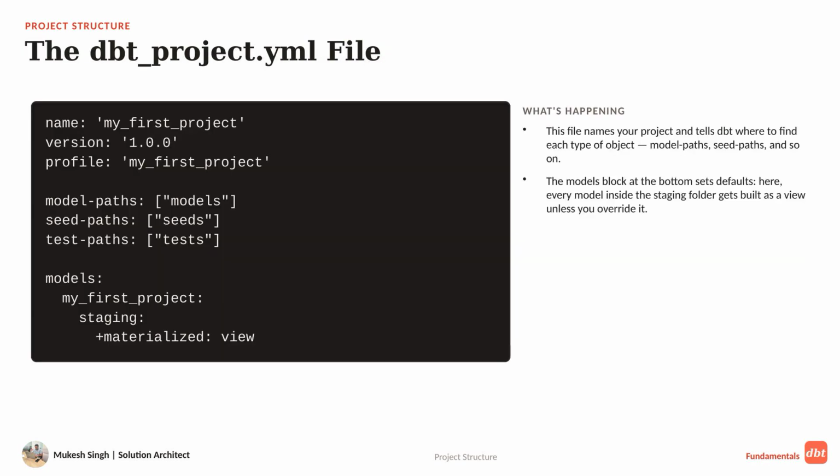Here's an actual dbt_project.yml file. It names your project, sets the profile it should connect through, and tells DBT exactly where to find each type of object, your models, your seeds, your tests. The models block at the bottom sets sensible defaults. In this example, every model inside the staging folder gets built as a view unless you specifically override it. This one file is really the control panel for your entire project.